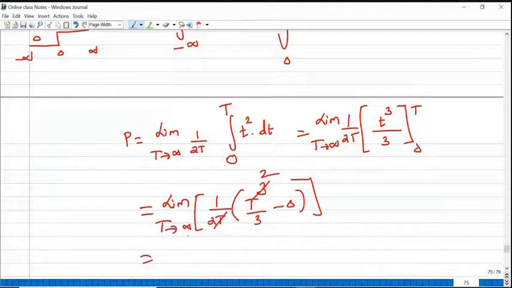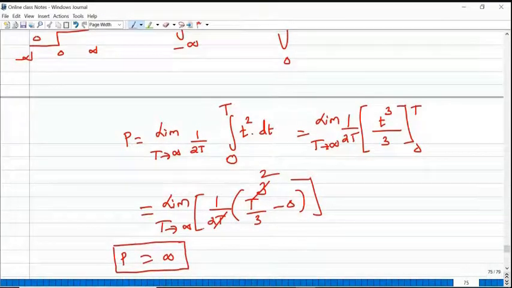Now substitute t tends to infinity. You will get infinity, correct? 1 by infinity is 0. This t will be cancelled, so t square by 3 is available. So if you substitute t tends to infinity, the power is also infinite.